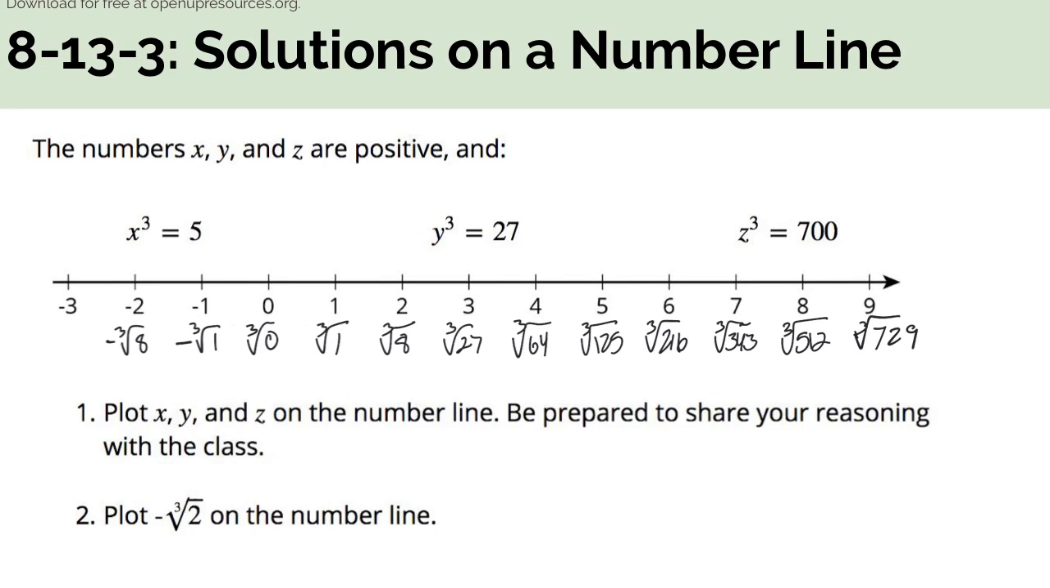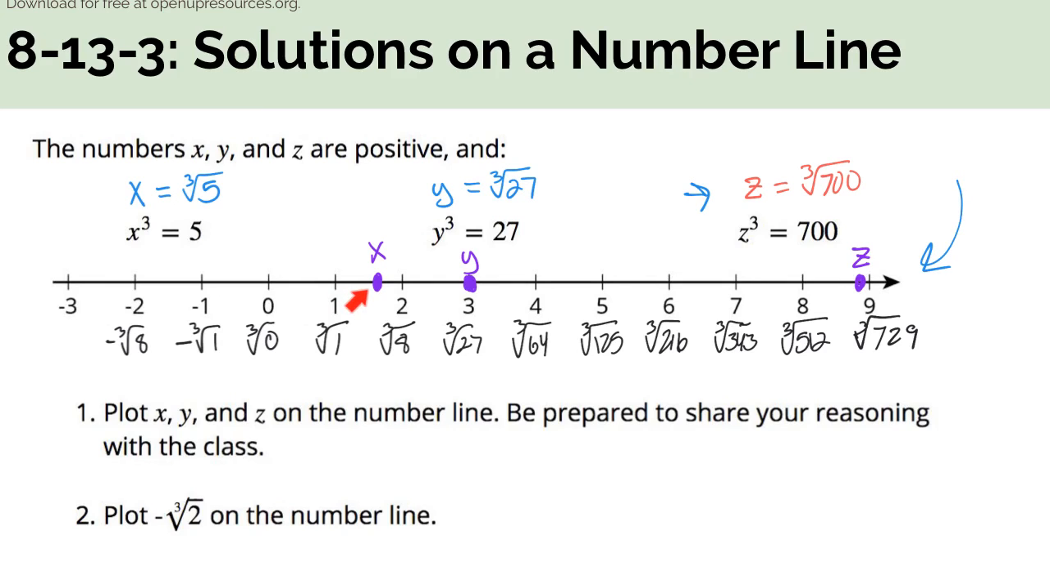The first thing to talk about is that if x cubed equals 5, that means that just x alone is going to equal the cube root of 5. And same thing for y. If y cubed equals 27, that means that y alone is going to equal the cube root of 27. Do the same thing here for z and then place them on the number line.